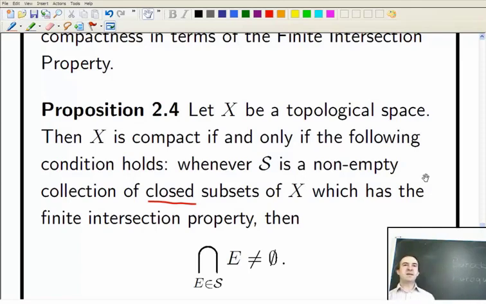If you're working in a compact space and you've got an FIP collection of closed sets, then the intersection of them all will be non-empty. So if you think about it, go look at the example we just had. What was the problem? Well, they were open sets instead of closed sets.